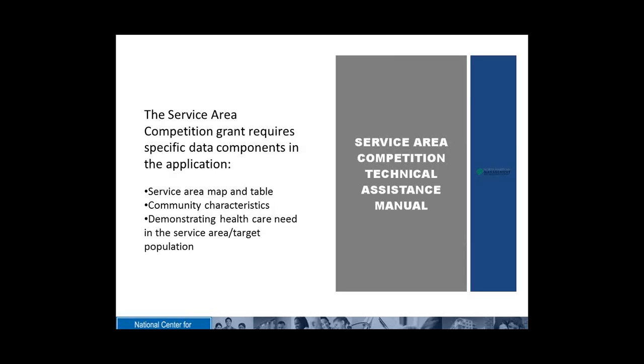The grant requires a few components for the application, and the most important components we'll focus on today are the service area map and table that you would get from UDS Mapper, community characteristics that you'll generate from different data sources that Joy spoke about earlier, so your Community Commons, your HUD User, all of those, maybe some local data that you get from your state, and also demonstrating the healthcare need, as I spoke of earlier, in your particular area. What is the actual need? Do people have access to healthcare and all those different aspects that come into it?